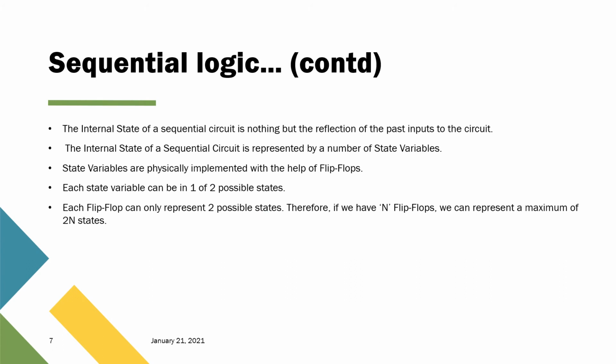What is meant by an internal state? It is nothing but the reflection of the past inputs to the circuit. The internal state of a sequential circuit is represented by the number of state variables. The state variables can be implemented physically with the help of flip-flops. We all know the flip-flop implements two states, either 1 or 0. There is no other possibility. Each flip-flop can only represent two possible states. Therefore, if we have n flip-flops, we can represent a maximum of 2 power n states.